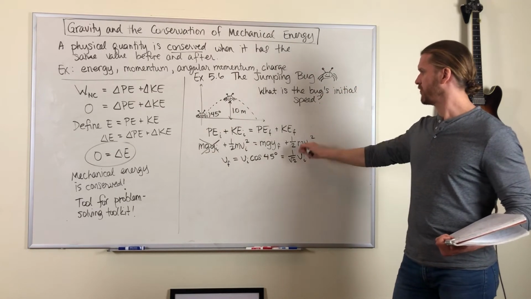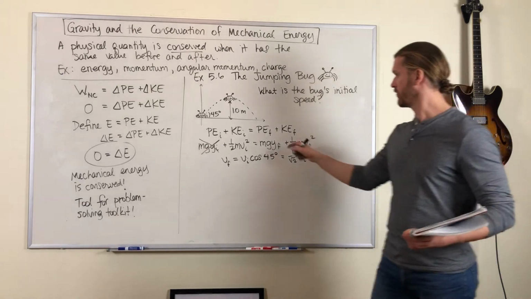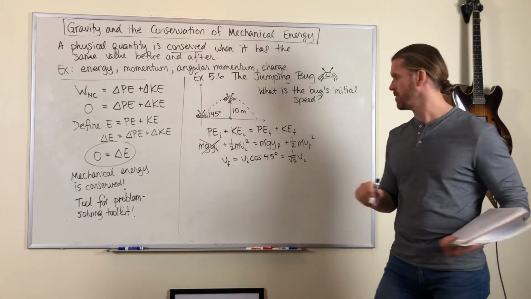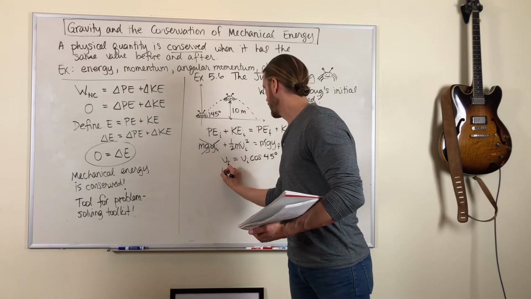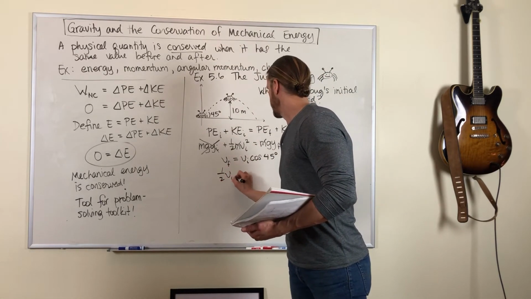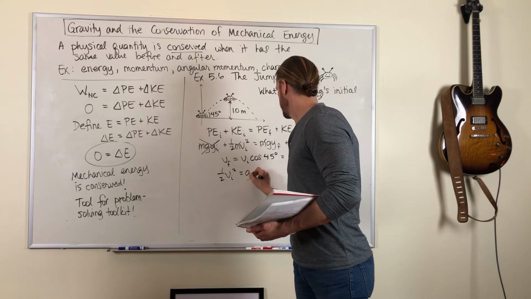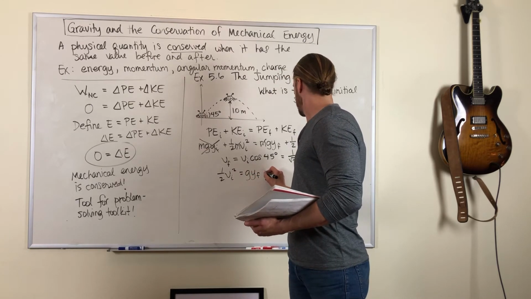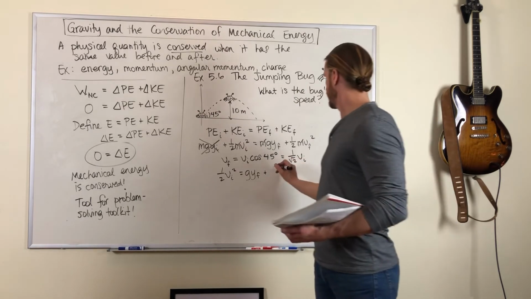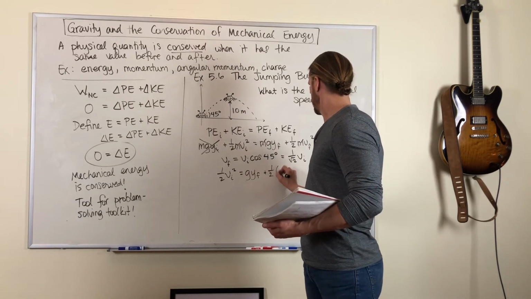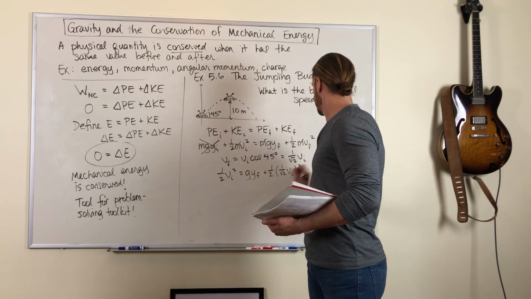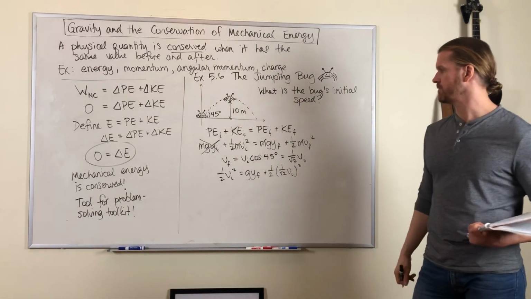Okay, so let's substitute that into our equation. We'll also divide all these m's out, because every term has an m. Those don't matter. So we've got 1/2 v initial squared equals g y final plus 1/2 (1/√2 v initial) quantity squared.